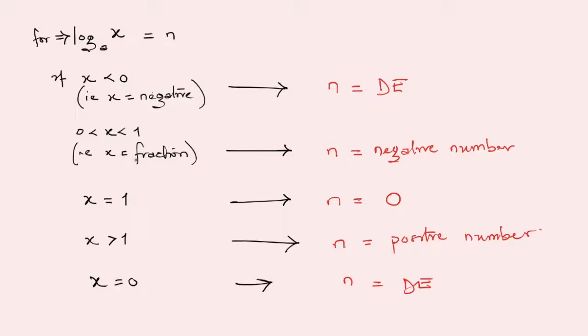If x is between 0 and 1, which means it's a fraction, your n is likely going to be a negative number. If x is equal to 1, your n is always going to be 0. If x is greater than 1, which is a normal number, then n is going to be a positive real number, and if x is equal to 0, then n does not exist as well.